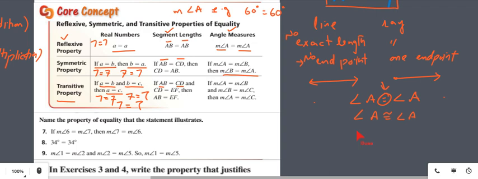Okay, and in the last one, if the measure of angle A is equal to the measure of angle B and the measure of angle B is equal to the measure of angle C, then the measure of angle A will become equal to the measure of angle C. It is for angle measure.